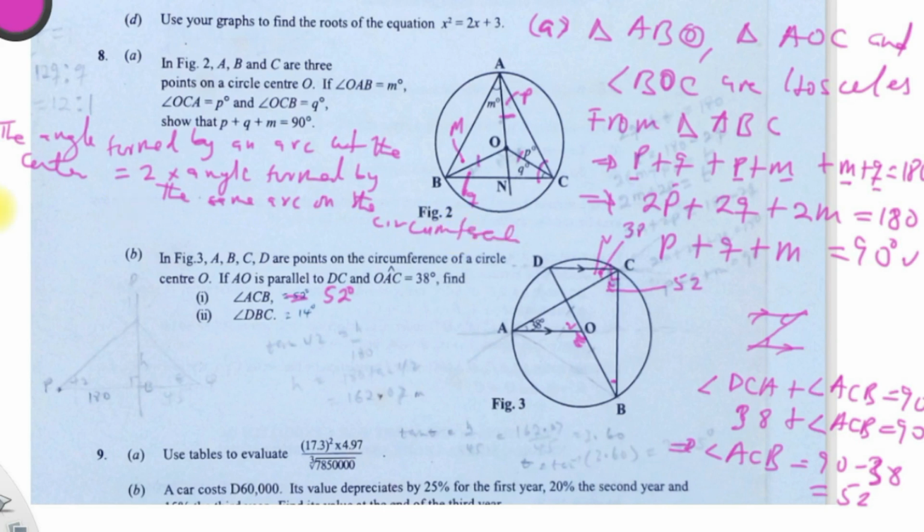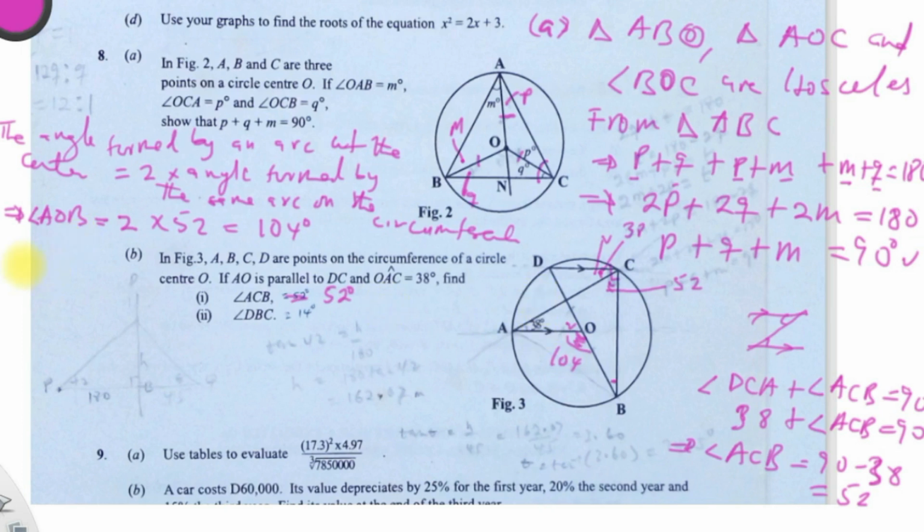Okay. Fine. So what does it tell you? It implies that angle AOB is equal to 2 times angle ACB, which is 52. 2 times 52 is equal to 104 degrees. So this angle is 104 degrees.